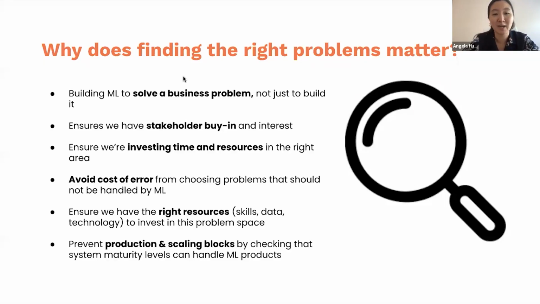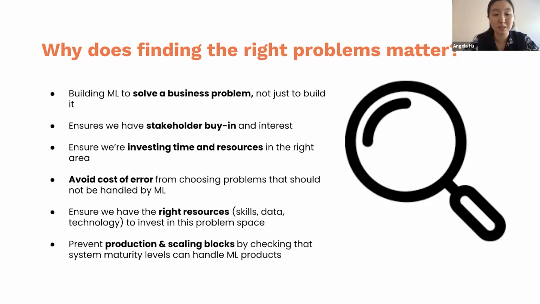First of all, why does finding the right problem actually even matter for machine learning? The first piece might seem obvious, but we want to build machine learning to actually solve a business problem. I think the area of machine learning is generally seen to be very cool, and a lot of the times we can catch ourselves looking to build machine learning, but not actually solving a business problem.